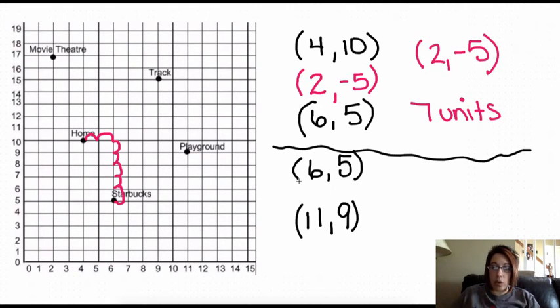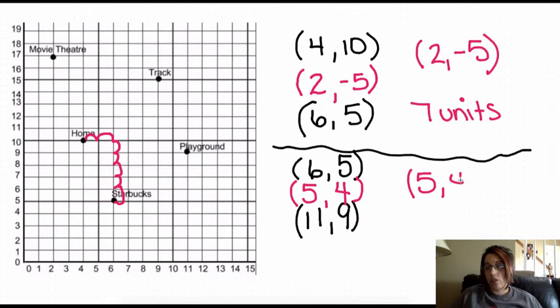Notice that my work is looking just like the work above. I'm still writing the coordinates. I'm going to put my trip in the middle. So we start with 6 and need to get to 11. Well, 6 plus 5 would be 11. Again, we don't need to put the plus sign. It's already implied. We start at 5 and need to get to 9. Well, 5 plus 4 is 9. So the ordered pair describing our trip should be 5, 4.